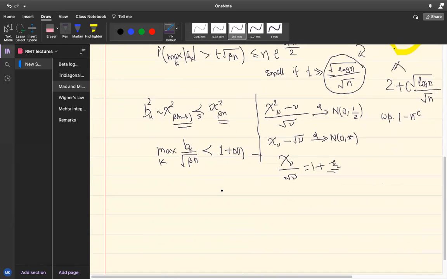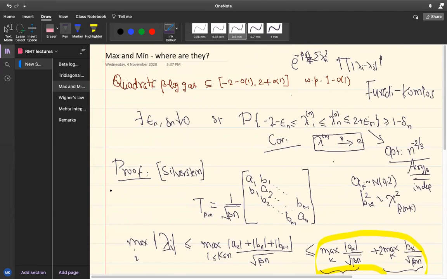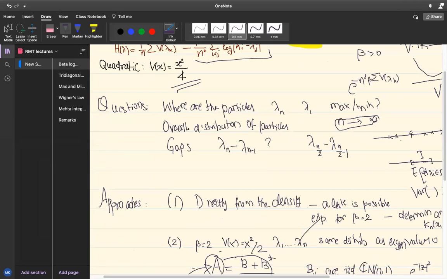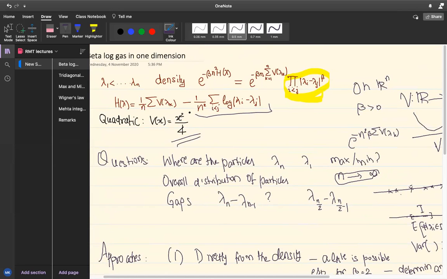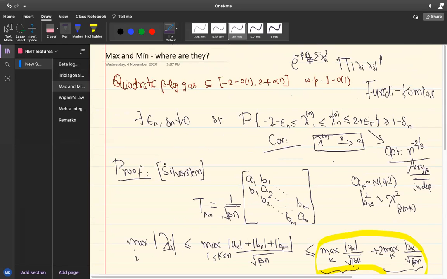So before moving on to the next, I also promised to say, can we do this by the original density? You are saying that there's this simple approach which tells you something about this process, but could you not have done it directly from the joint density here? I mean, the original beta log gas density, or, in the special case beta equal to 2, from this GUE random matrix. Could we or could we not do these things? Now, the beta equal to 2 matrix, if you take that GUE random matrix, that is sort of what Furedi and Komlos did.